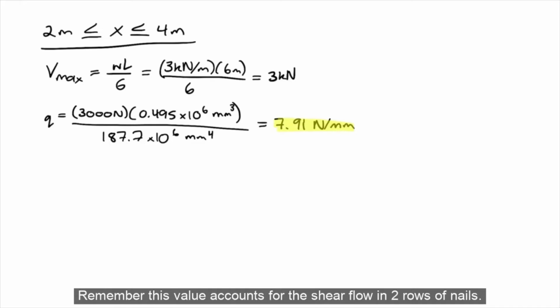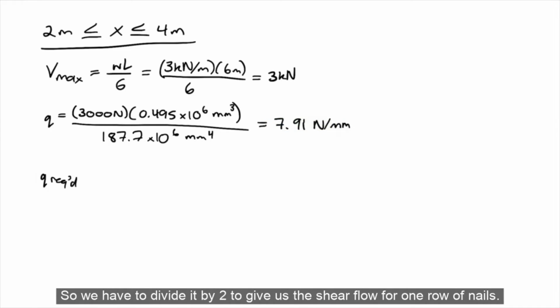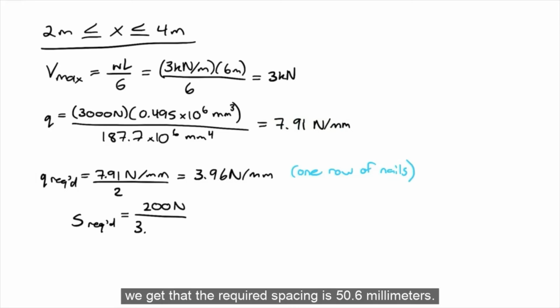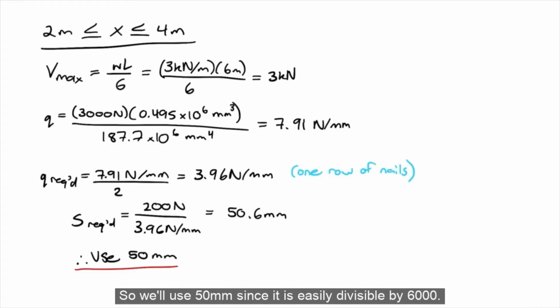Remember, this value accounts for the shear flow in 2 rows of nails, so we have to divide it by 2 to give us the shear flow for 1 row of nails. Then plugging into the required nail spacing equation, we get that the required spacing is 50.6 millimeters. So we'll use 50 millimeters since it is easily divisible by 6,000.